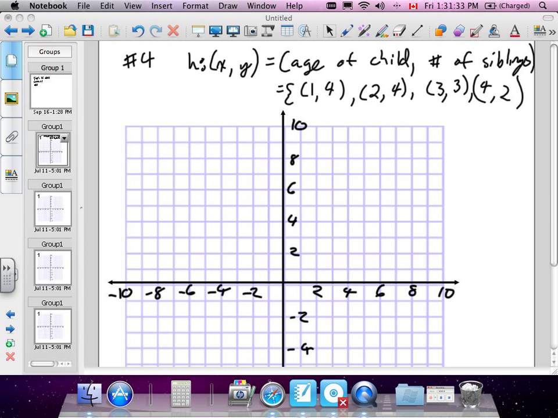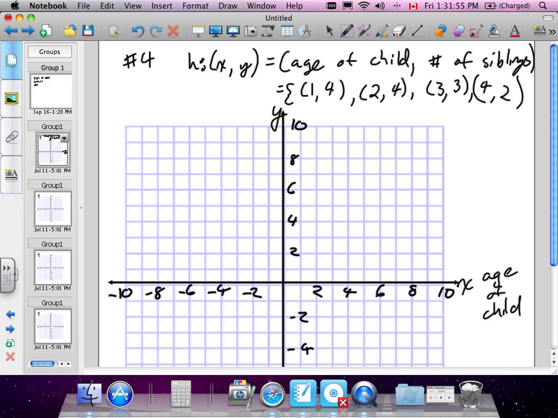So, first function is written like this. They tell us that the X coordinate is the age of a child, and the Y coordinate represents the number of siblings. So, if I was to write that, Y is up and down. If you need to remember that, think of it like a yo-yo, goes up and down. So X is age of a child. And Y is number of siblings.